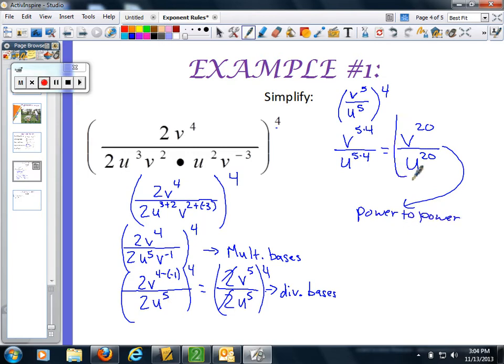And this actually gives me my answer right here. Okay? So that's a rundown of the first one. And there's several different ways you could have done it. You could have done the power to power first. You could have done several other ways. I don't want to say different ways. It's all using the same rules, but it would have just been doing it in a different order.